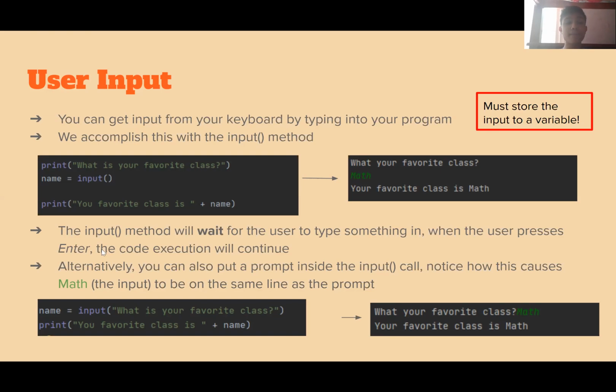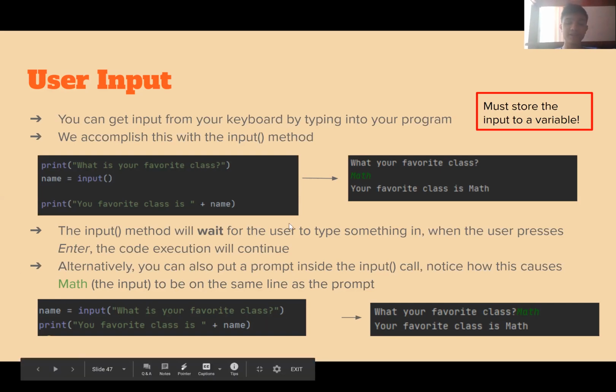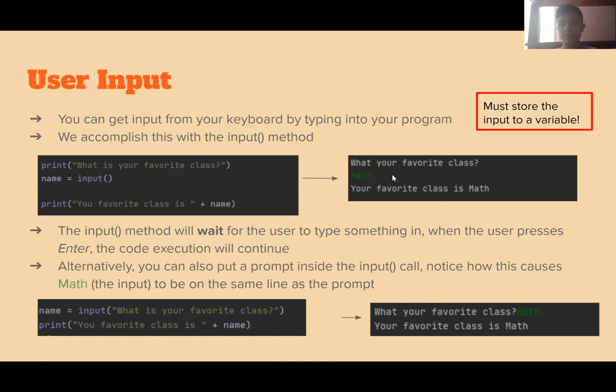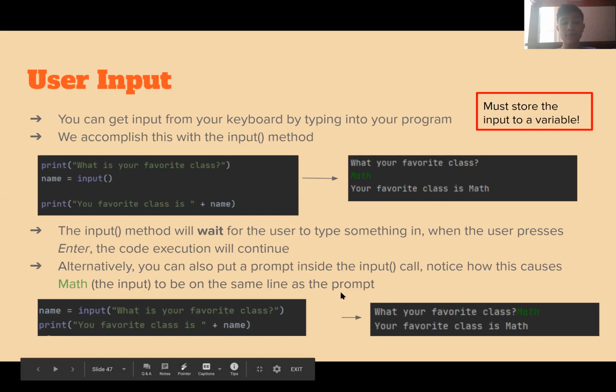Alternatively, you can combine this print statement and the variable declaration, name equals input, in something where you go name equals input, what is your favorite class? And then you can print out your favorite class plus name. And then you will get the same result except for one tiny difference. Your user input is entered on a different line when you separate name equals input and the print statement. But if you don't separate them, then the input and the print statement will be on the same line.